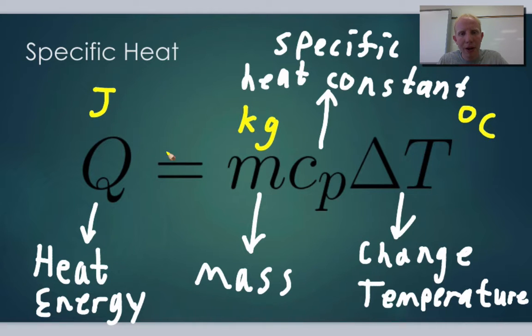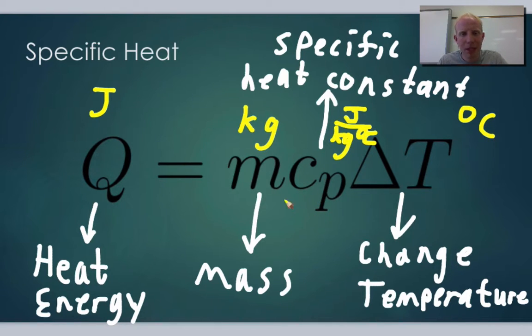Well, if that's the case, then this specific heat constant needs to be joules per kilogram times degrees Celsius. So it's kind of a weird unit, but if you think about it, kilograms cancel out, degrees Celsius cancel out, and you're left with joules. And this makes sense, right? The specific heat constant is going to tell us how many joules per kilogram and per degree Celsius, or per temperature, are needed to make something heat up.